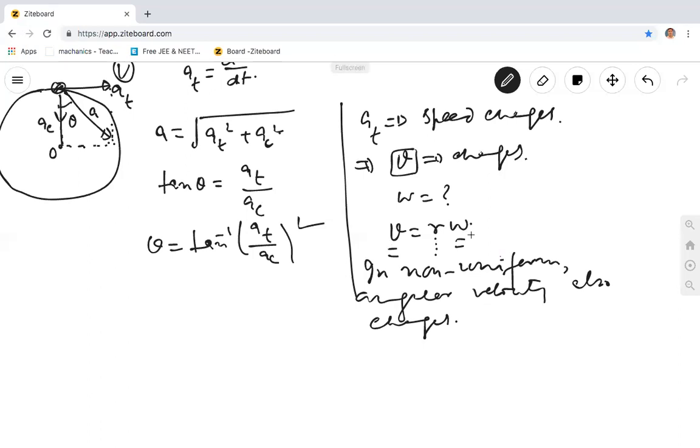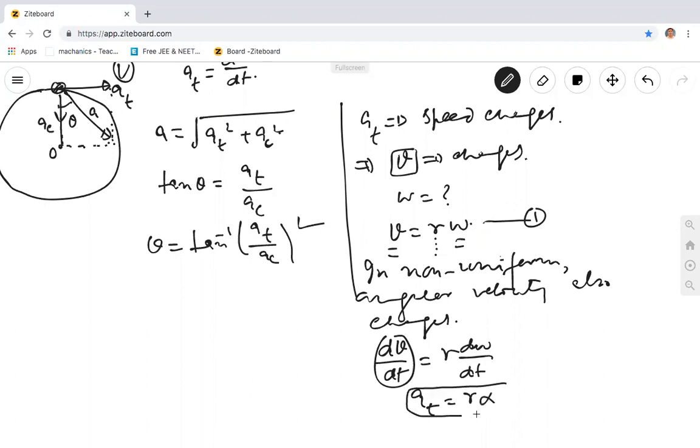Now, if we differentiate this equation, what do we get? dv by dt is equal to r d omega by dt, that you already know. And this is nothing but tangential acceleration, which is equal to r alpha. Tangential acceleration is equal to r alpha.